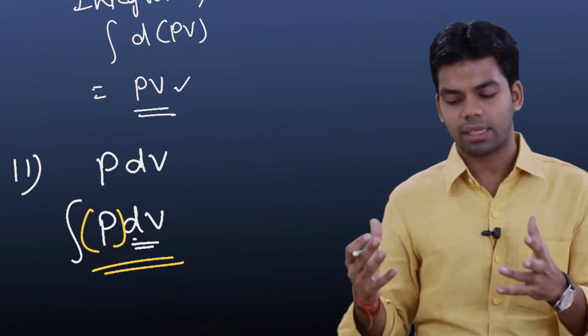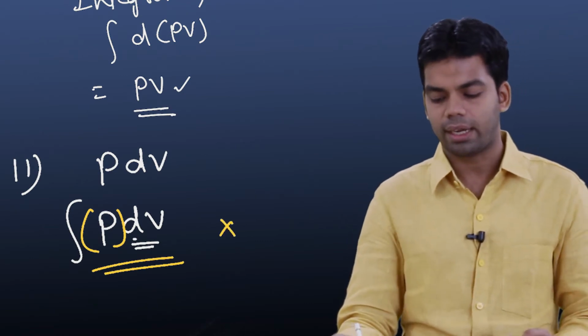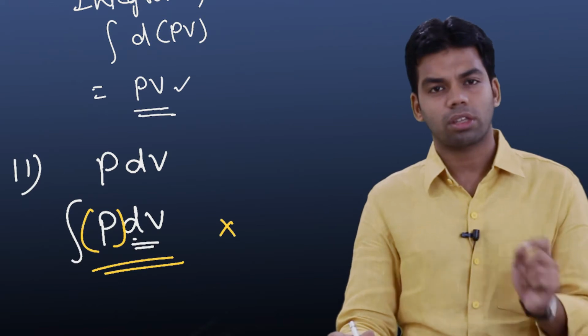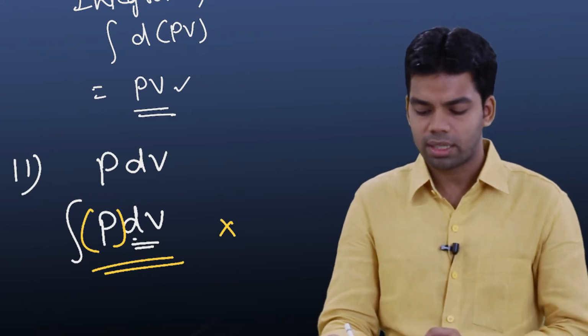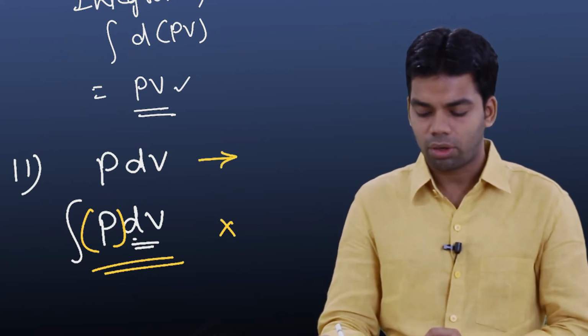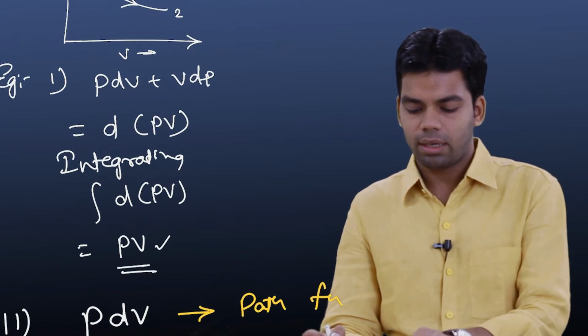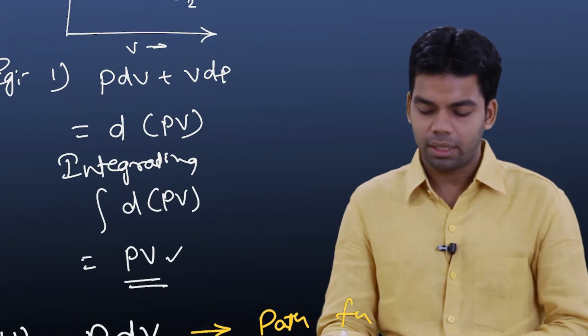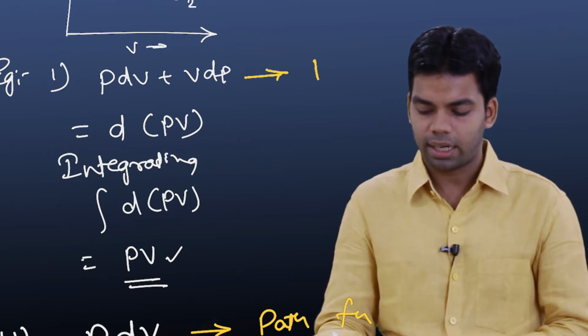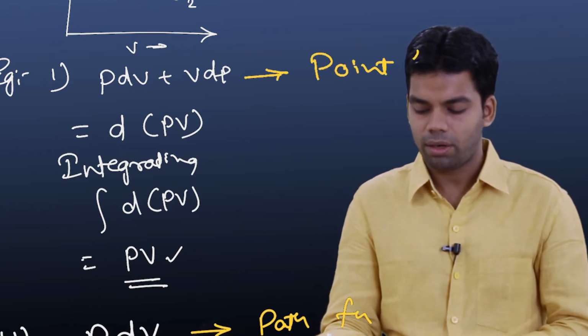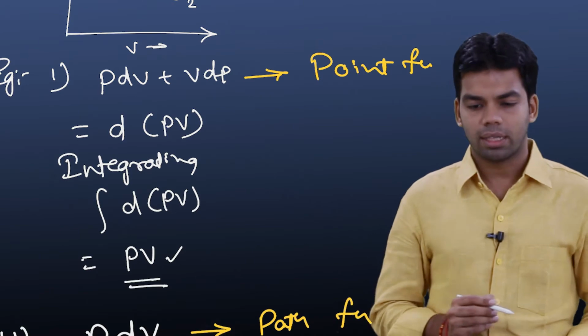So, for such functions, where certain information is required between the change of variables, we can say that the differential is not exact, and hence it is not the point function, it is the path function. So, the integration of PdV is not an exact differential, and hence a path function. And for PdV plus VdP, here the differential is exact, and we can say it is the point function. Getting this or not? Okay.